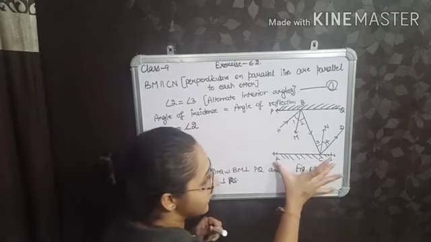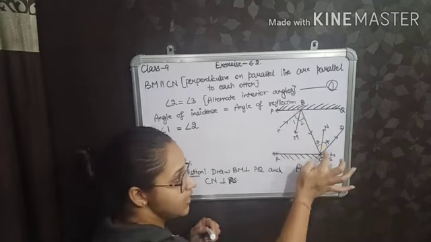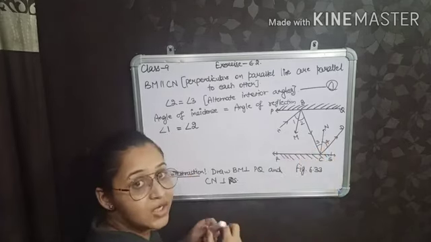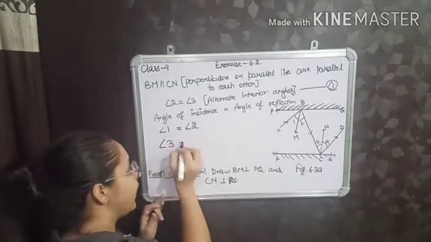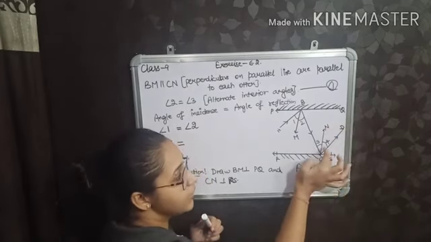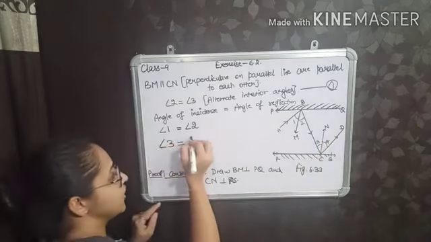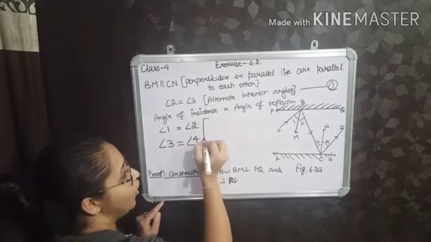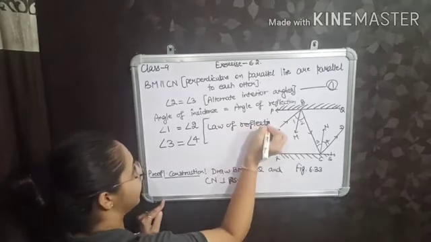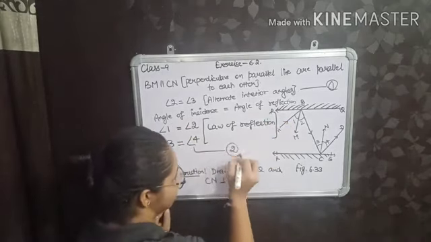Similarly, for mirror RS, the incident ray is BC and normal is CN. So the angle between incident ray and normal line is angle 3. So angle 3 is the incident angle, and CD is the reflected ray, CN is the normal line. So angle 4 is the angle that is made up between normal and reflected ray. So angle 3 is equal to angle 4. This is the law of reflection, and these two equations are named as equation 2.